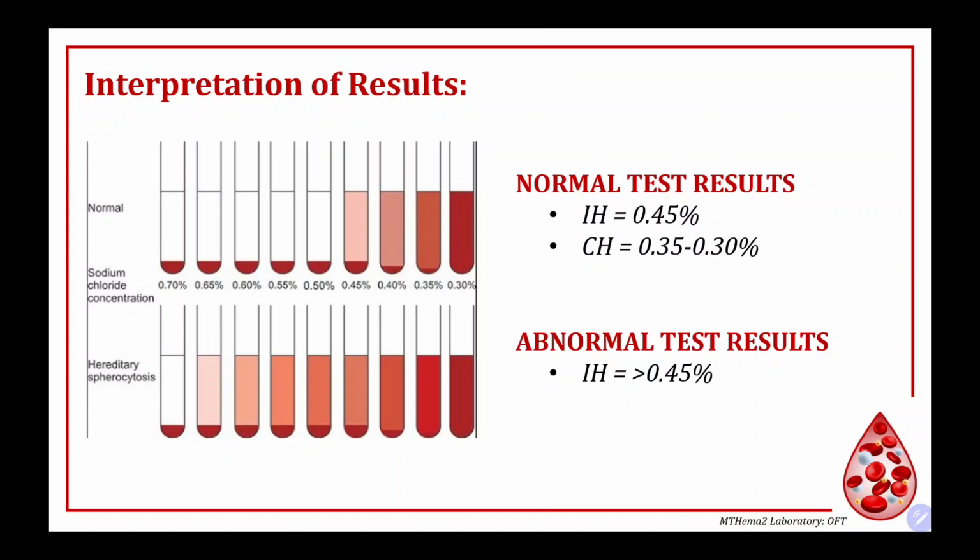For the normal test results in osmotic fragility test, initial hemolysis would be observed at 0.45% salt solution, while the complete hemolysis will be observed at 0.35 to 0.30% salt solution. Abnormal test results in OFT may be observed wherein the initial hemolysis may be observed early, with more than 0.45% salt solution.